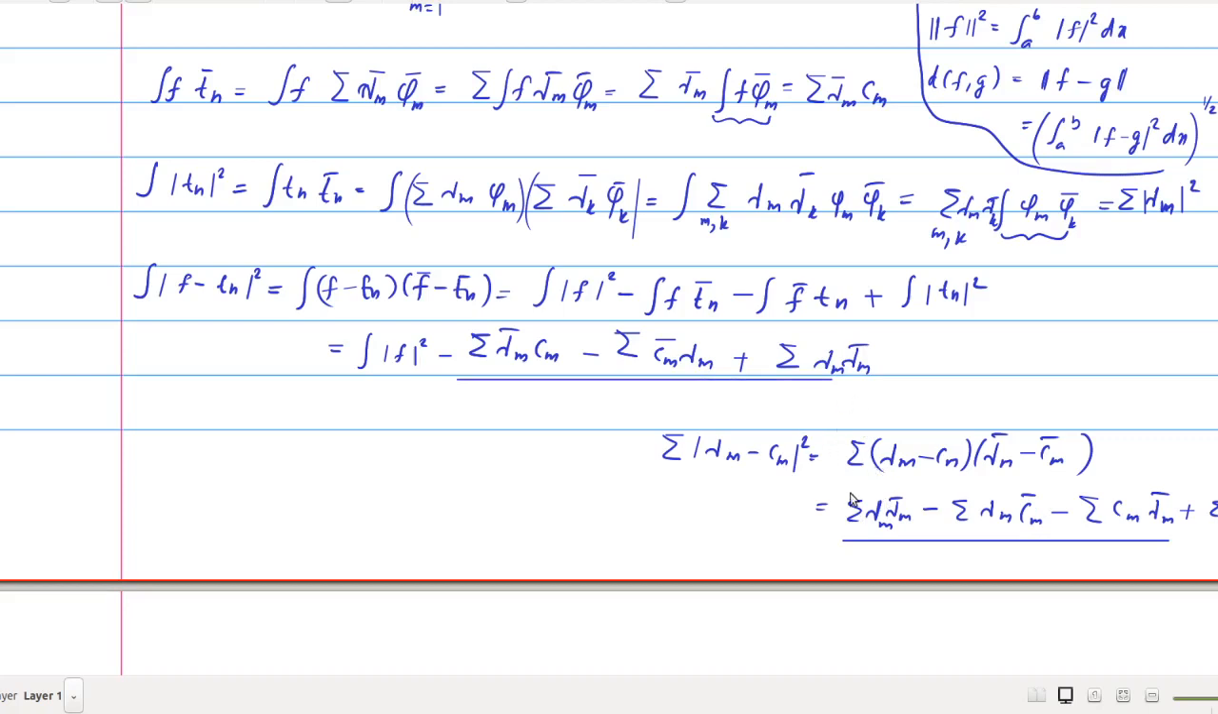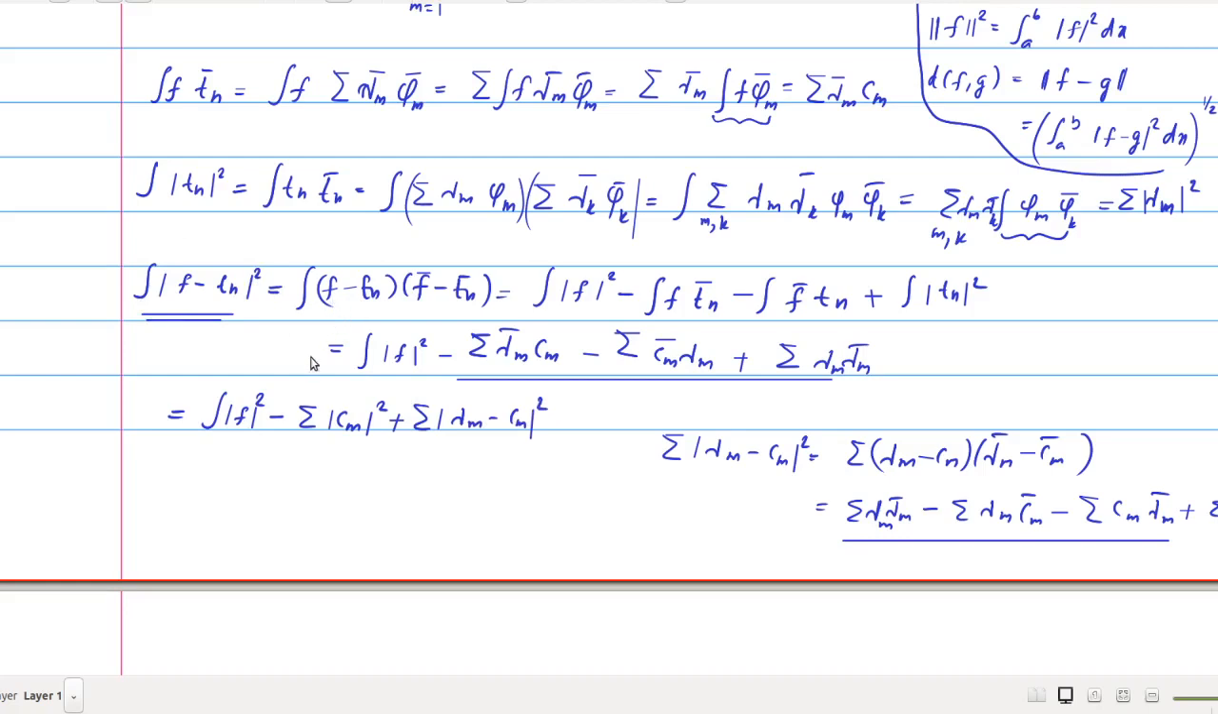These are the last three quantities. These three quantities can be replaced by this minus this one. So we can get this equality as summation mod f square, and these three quantities can be replaced by this minus summation mod Cm square. I will write the last term first: minus mod Cm square plus summation mod gamma m minus Cm whole square. That is the value of this integral, f minus Tn square.